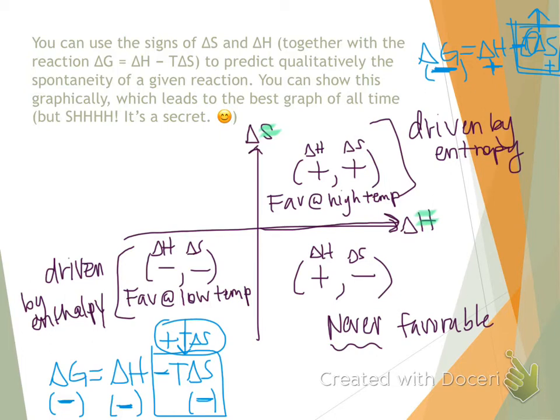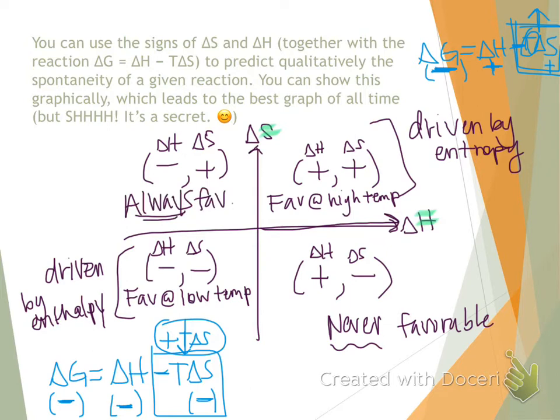Lastly, in the upper left-hand corner of our coordinate plane, we would have a negative delta H and a positive delta S. Negative delta H or exothermic reaction is favorable to nature. A positive delta S or an increase in entropy is favorable to nature as well. If both of these factors are favorable to nature, these reactions will always be spontaneous.